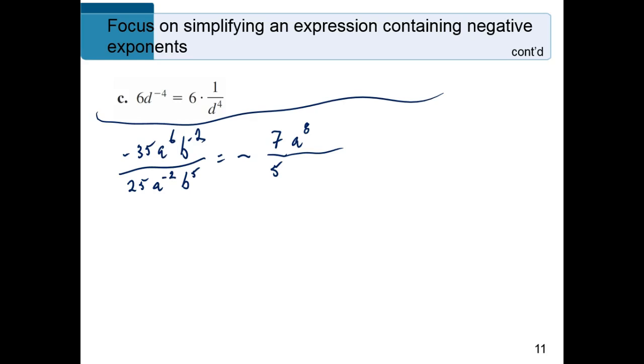Okay, so you're going to do b, and if I understood you correctly, negative 2 minus 5, is that what you're saying? Okay, good. I'm glad you said that. So that would be negative 7/5 a to the 6, b to the minus 7. Okay? Anything else you want to do with that?